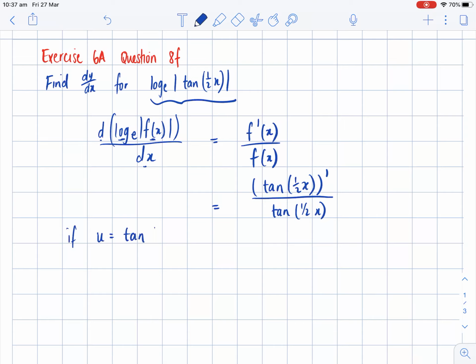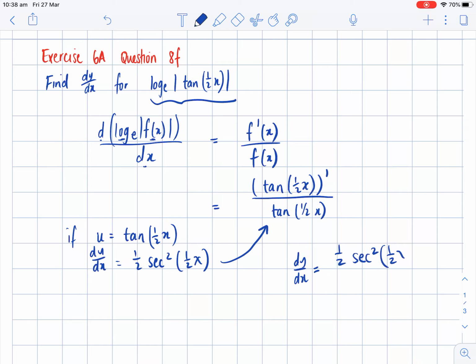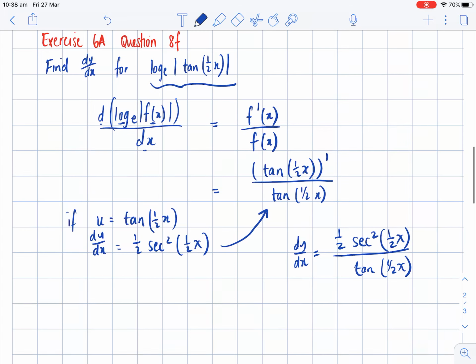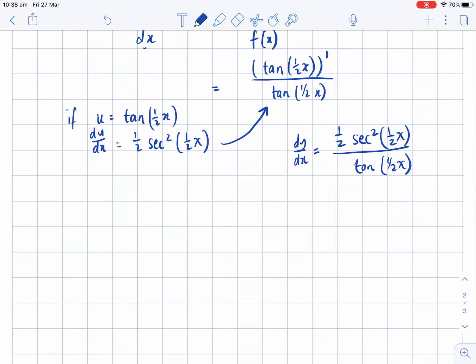u equals tan to the half x, I can go straight to my formula sheet and say that the answer is a half sec squared of a half x, and then put that together with my expression over here, and I find out the final dy dx, I'm not doing all the formal notation this time, is a half sec squared of a half x divided by tan of a half x. Now that's still pretty messy, and we can actually tidy this up a lot with some algebra.